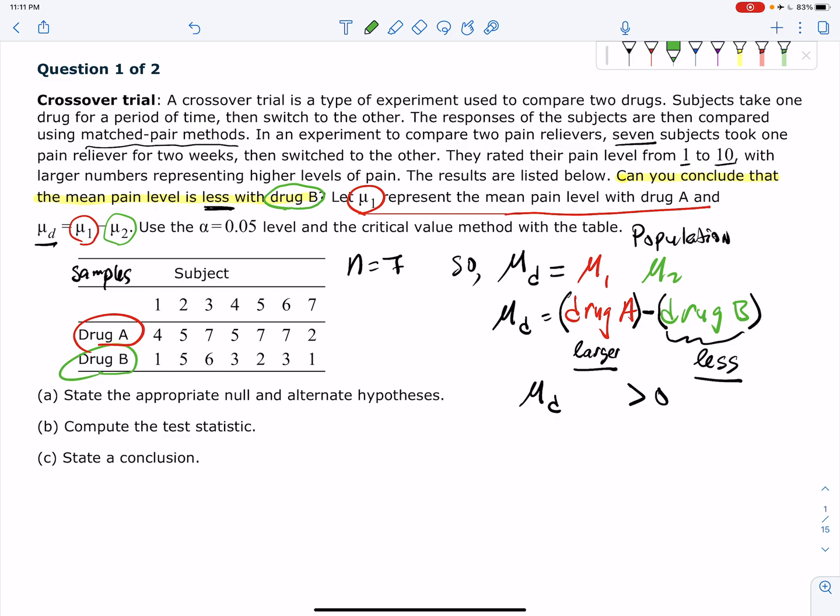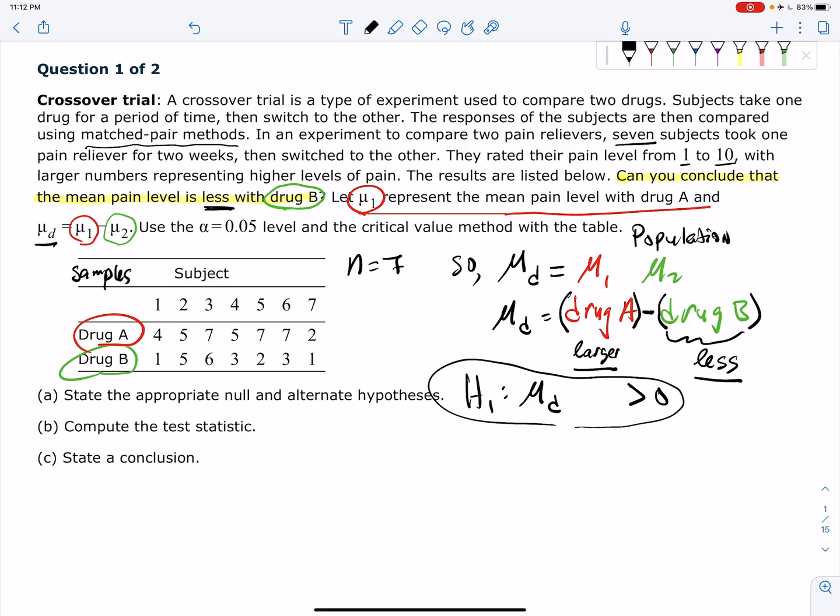So can we conclude that the mean pain level is less with drug B? Well, if the green stuff is less than the red stuff, or let me say it the other way, if you have a number minus a small number, the outcome is always going to be bigger than 0, or greater than 0, or positive, right? So that's what we're trying to conclude. That is going to be our alternate hypothesis, right?